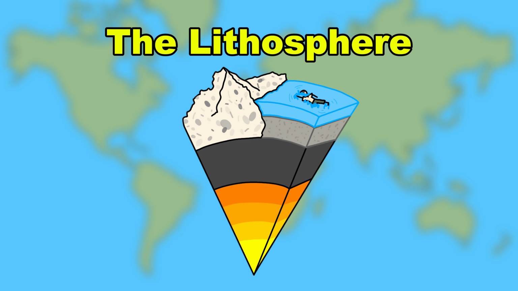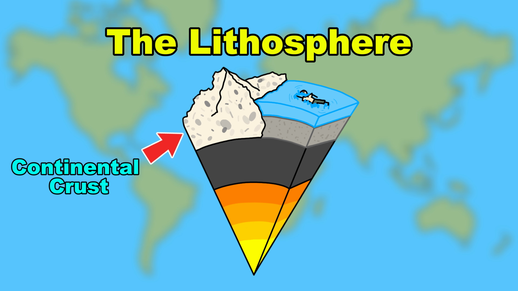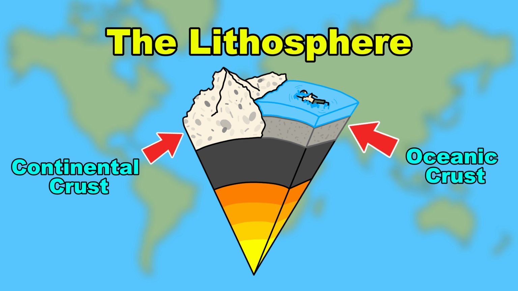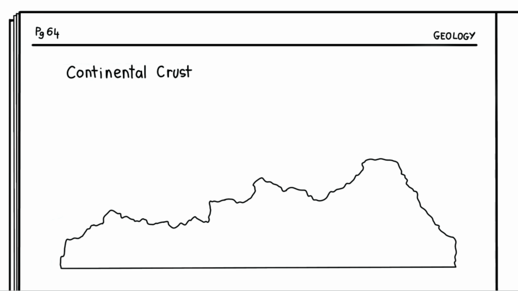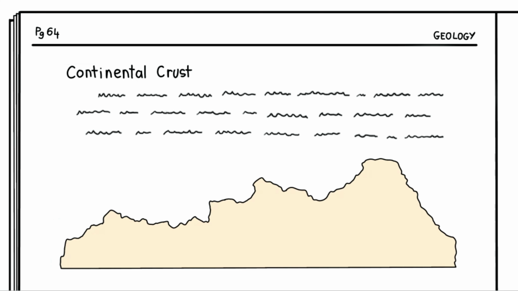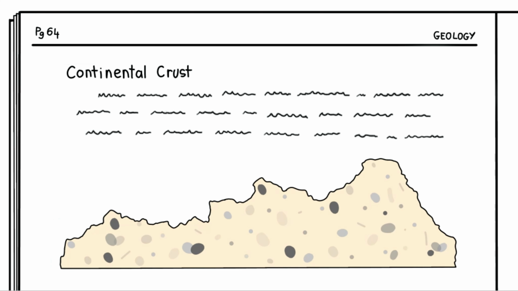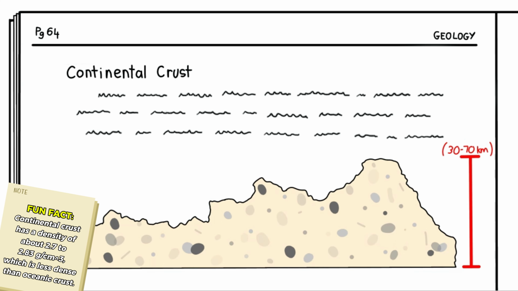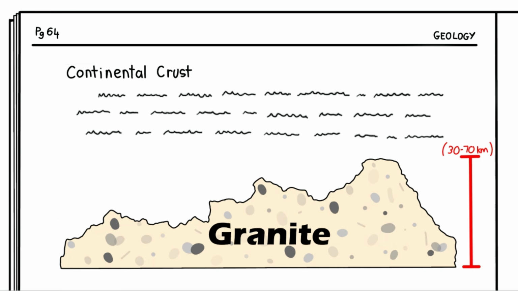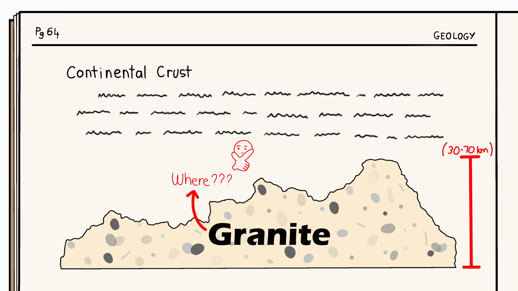The top layer of the lithosphere is called the crust, which has two types, the continental crust and the oceanic crust. The first type is called the continental crust, which is where our continents rest. It is thick, about 30 to 70 kilometers, and surprisingly lightweight because it is mostly made of granite, a light igneous rock. But where does granite come from?